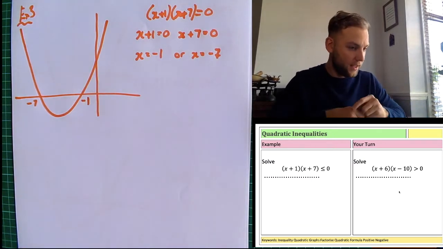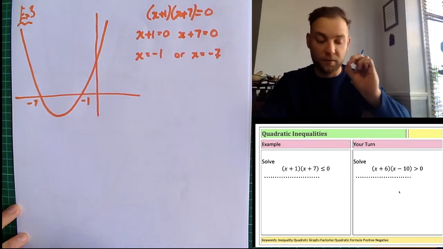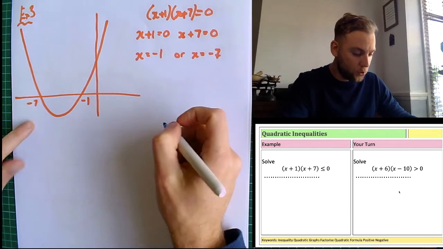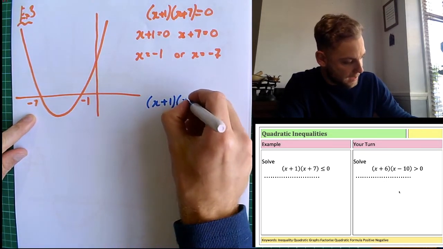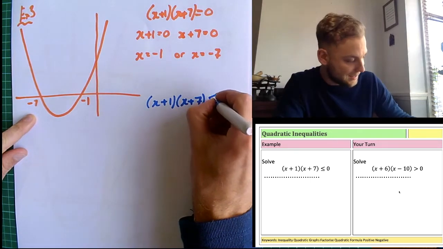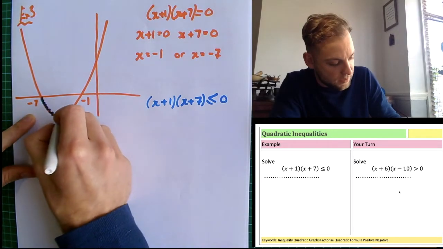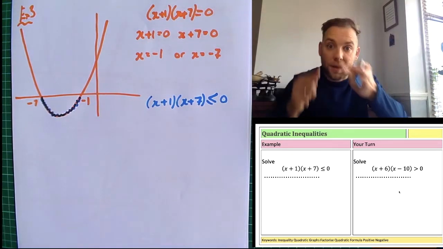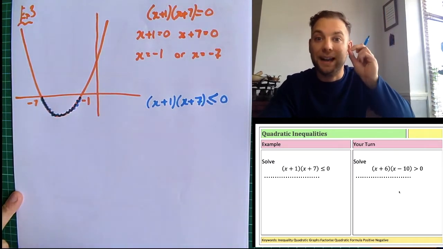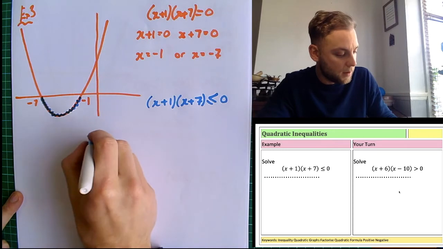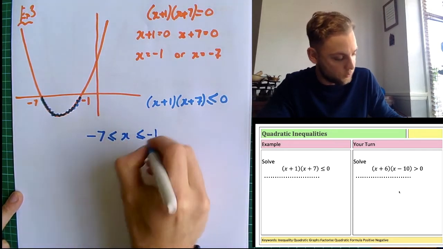So let's write it out. We've drawn the graph, that's important, you're going to get a mark for that. We're going to state what we're trying to do: x plus 1, x plus 7 is less than or equal to 0. So when is this less than or equal to 0? Well, it's this part here, isn't it? It's less than or equal to 0 on that u part there. Notice that this is connected, so that means my inequality needs to be connected. So it's going to be -7 is less than or equal to x is less than or equal to -1.